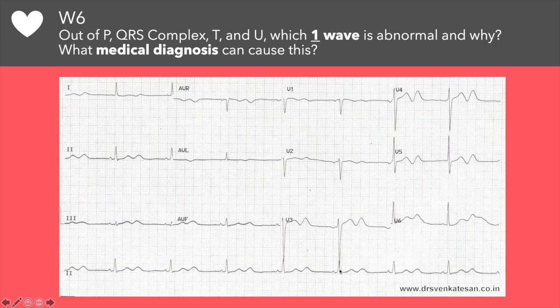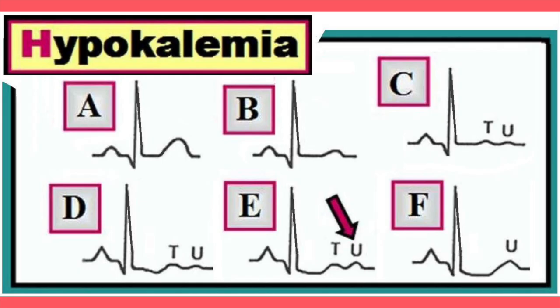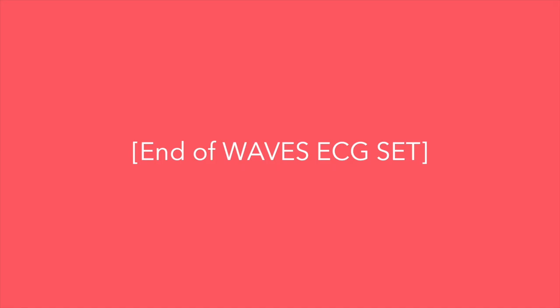So P, QRS, T, U. Look at this U wave. Very prominent. This is a diagram demonstrating the hypokalemia ECG changes. In mild hypokalemia, you get broad T wave flattening. In moderate hypokalemia, U waves appear with slight ST depression. In severe hypokalemia, the U wave increases and fuses with the T wave, and then you can get a more pronounced ST depression as well.